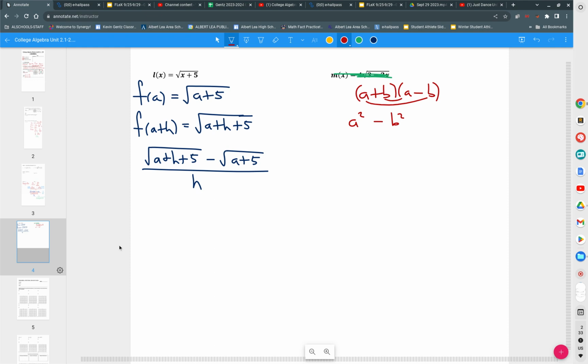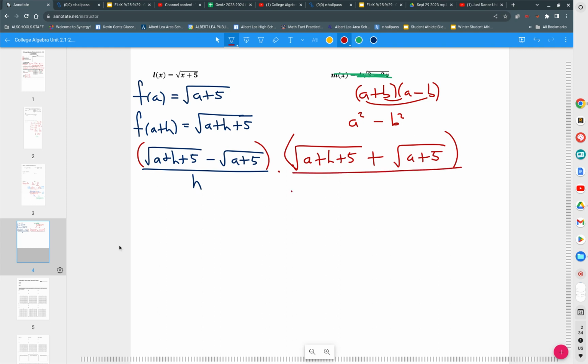It's a great idea. So watch, it's going to look really messy, but please just hold on and bear with me as you see it. We're going to multiply by, we do the same thing. We do the square root of a plus h plus 5, and we do the square root of a plus 5, but what sign is going to go in the middle? Plus, because it's the conjugate of this one. We're taking that whole thing multiplied by that whole thing. But I've also learned that when you have fractions, you can't just multiply the top, you have to multiply the bottom.